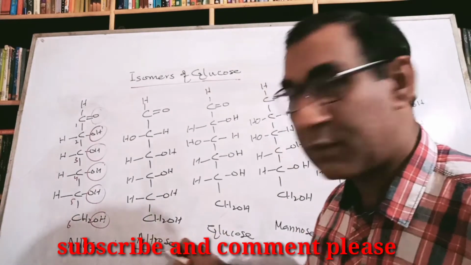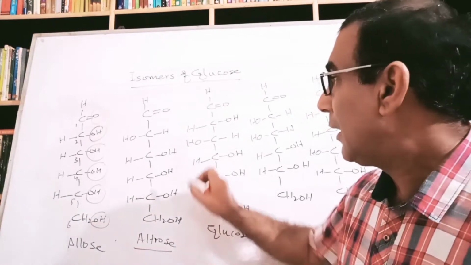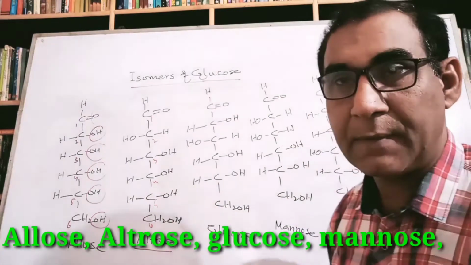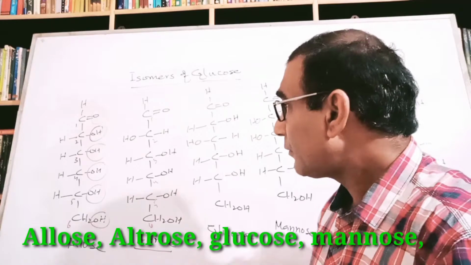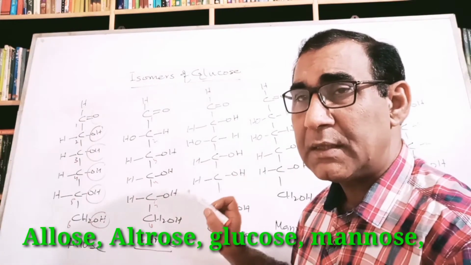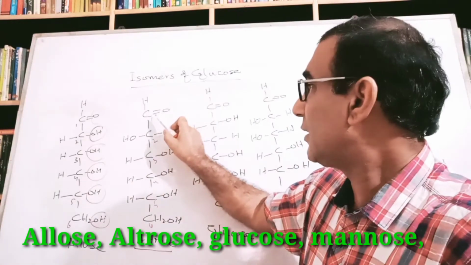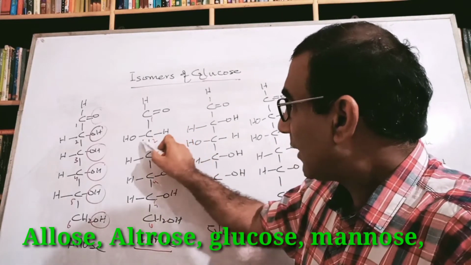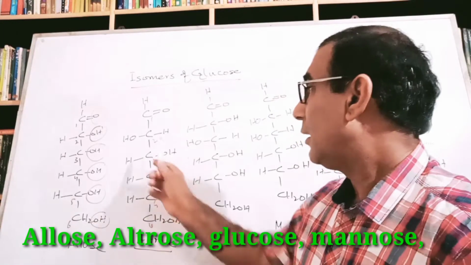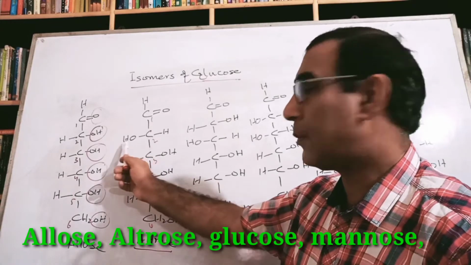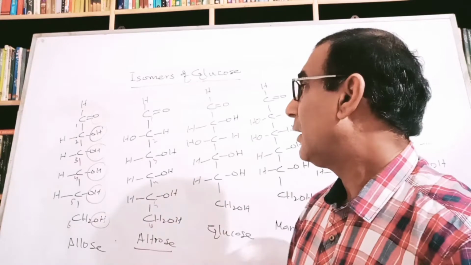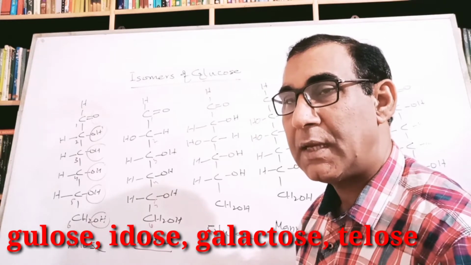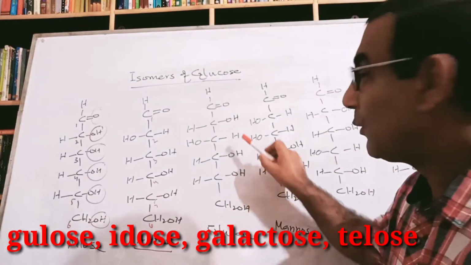And this is altrose. In altrose, there are 1, 2, 3, 4, 5, and 6 carbons. I told you in the last lecture that the numbering of the carbons starts from the carbonyl carbon. You can see here, this is the carbonyl carbon, and 1, 2, 3, 4, 5, 6. At the second carbon, the hydroxyl group is towards the opposite side, or the trans side. This molecule is altrose. It is the second isomer of glucose, and here is glucose itself.